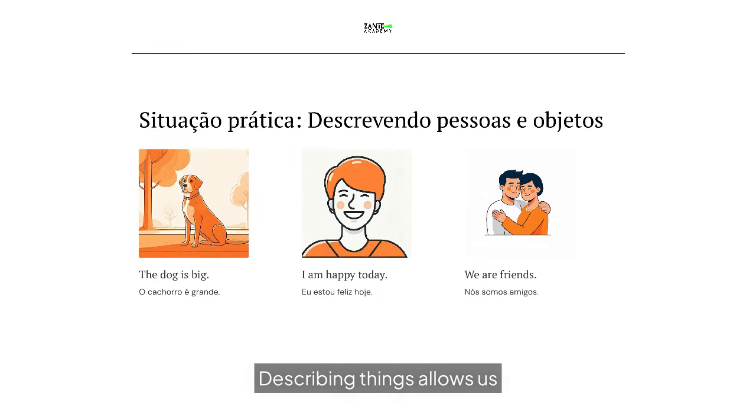Describing things allows us to share our thoughts and feelings effectively. For example, when we say, "the dog is big," we're not just stating a fact. We're painting a picture for someone else. Imagine you're talking to a friend about a pet they might want to adopt. By describing the dog as big, you help them visualize what it would be like to have that dog in their home. Another example is, "I am happy today."